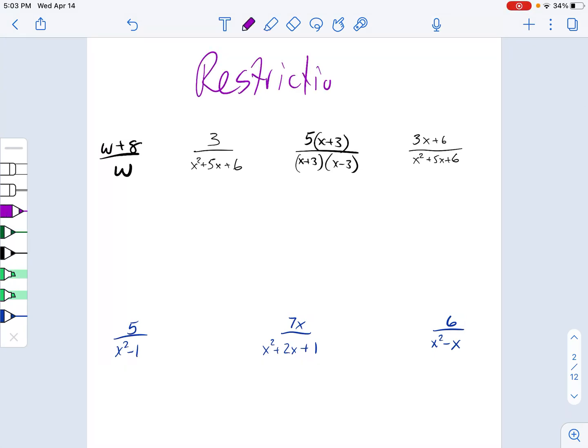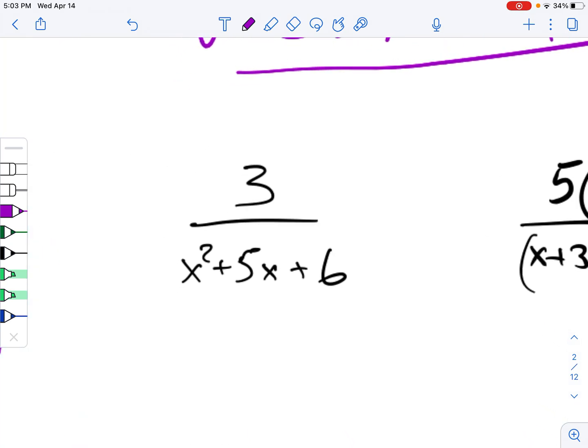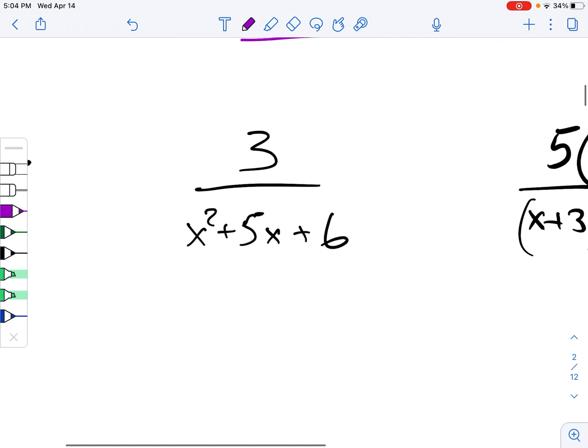Let's revisit restrictions quickly. We want to make sure the denominator is not equal to 0. So the restriction for (w + 8)/w is going to be that w cannot be equal to 0. Now, when we zoom in here, to figure out which values of x would make this whole expression equal to 0, I would have to fiddle around and figure that out. Or wait, no, I could just factor that. So let's factor.